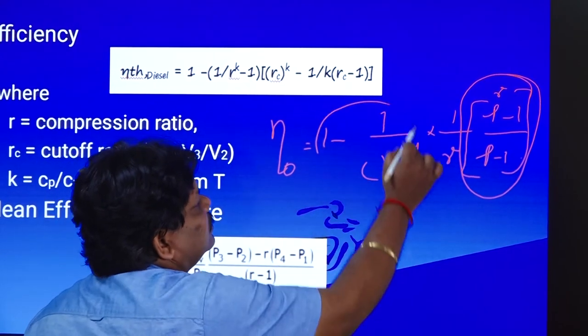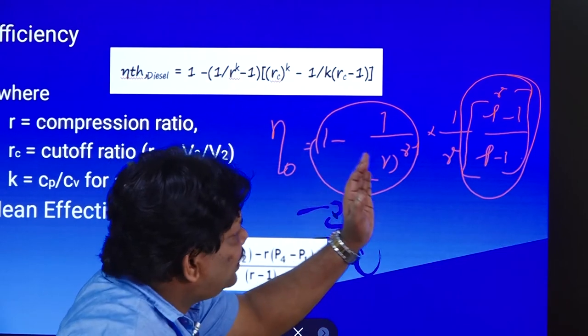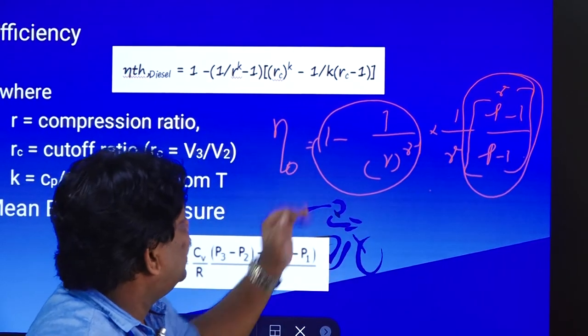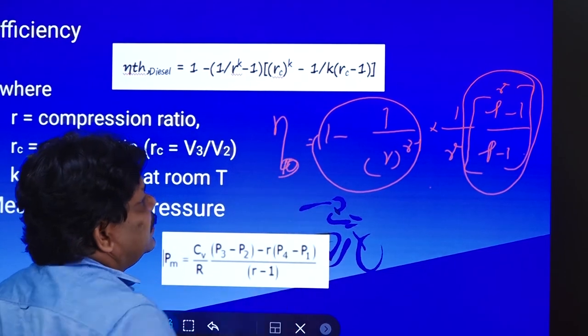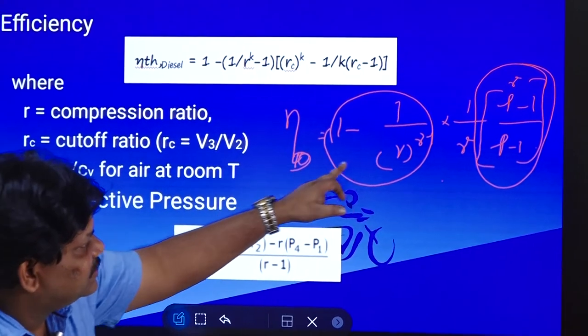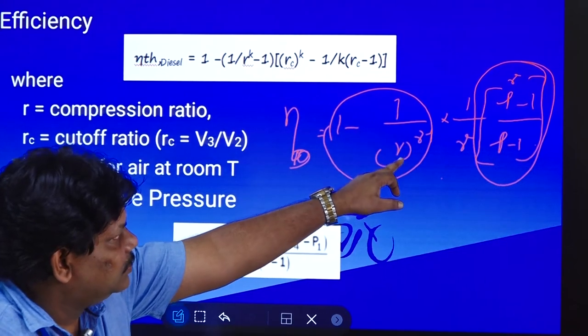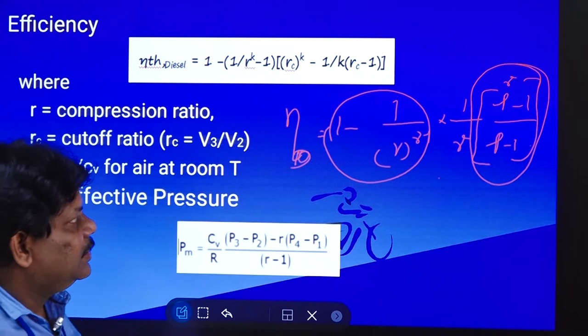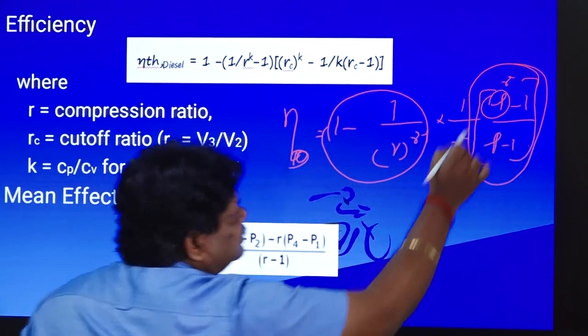So this is the Otto cycle. Apart from that, these are the terms you are going to add for the diesel cycle. So the efficiency of the diesel cycle is equal to 1 minus 1 by r whole power gamma minus 1, into 1 by gamma, into rho power gamma minus 1 by rho minus 1, where rho is the cutoff ratio.